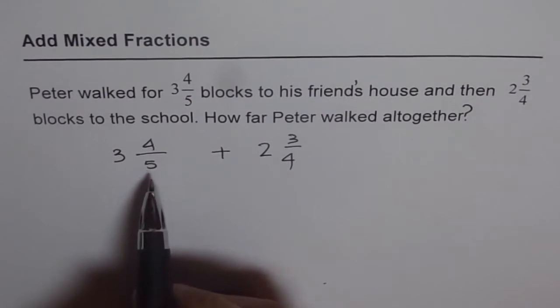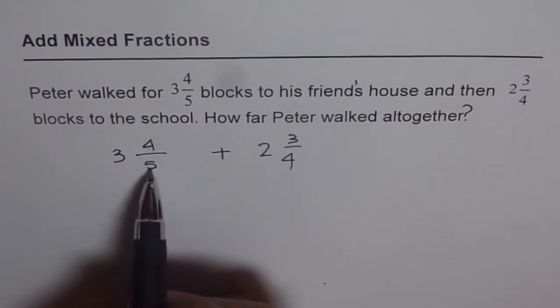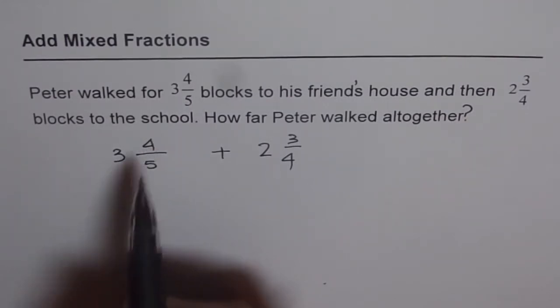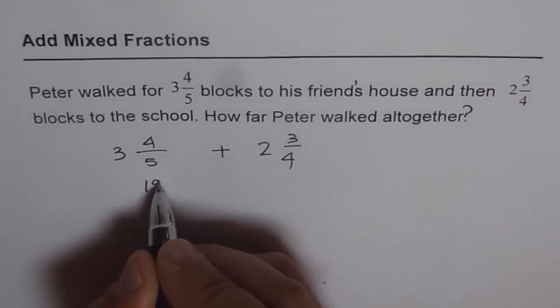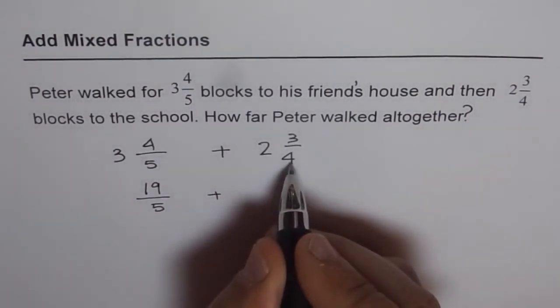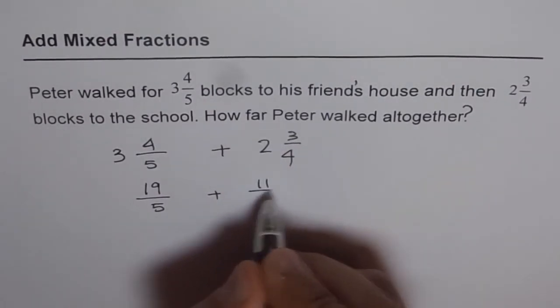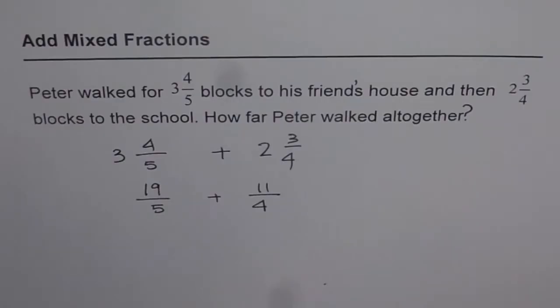To write them as improper fractions, what do we do? We multiply 3 by 5, which is 15, and then add 4. So we get 19, so 19/5, plus 2 times 4 is 8, 8 plus 3 is 11, so 11/4. Now these are improper fractions since we have the numerator higher than the denominator. How are we going to add them?